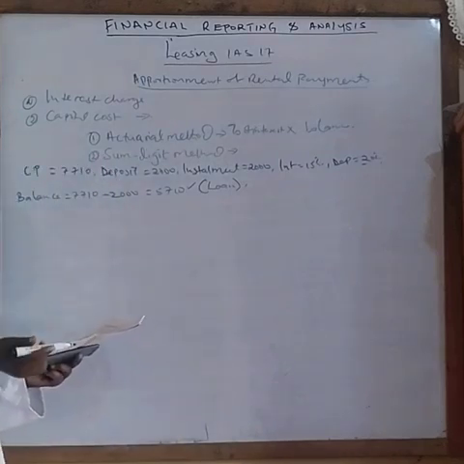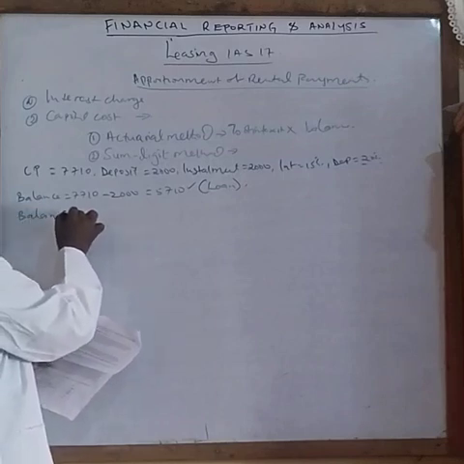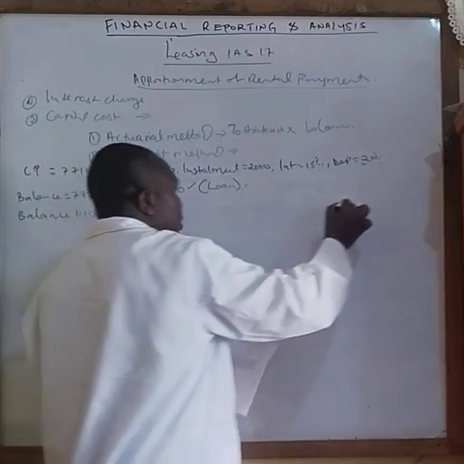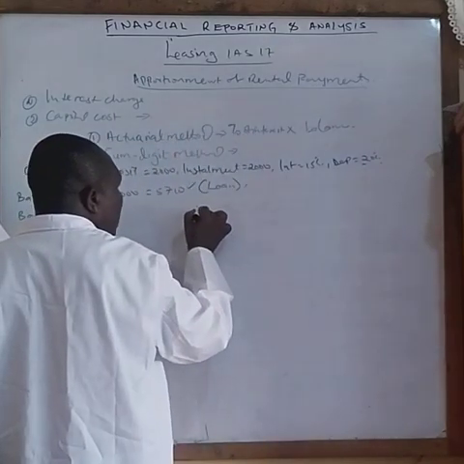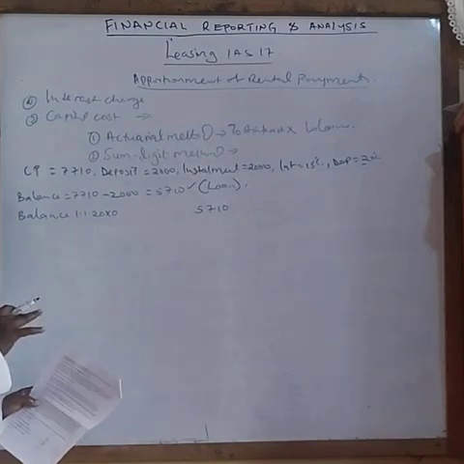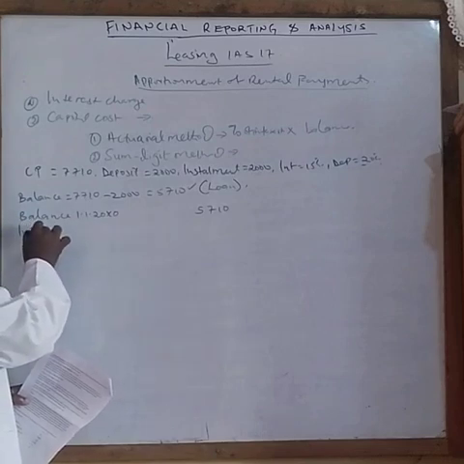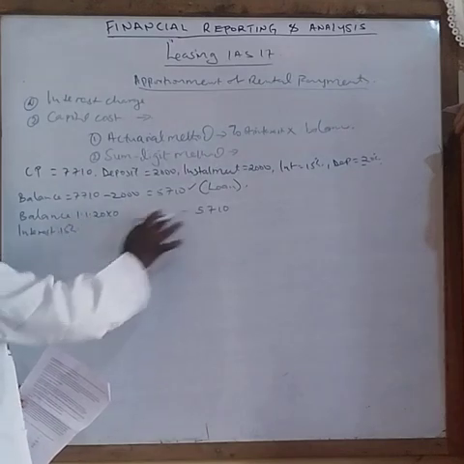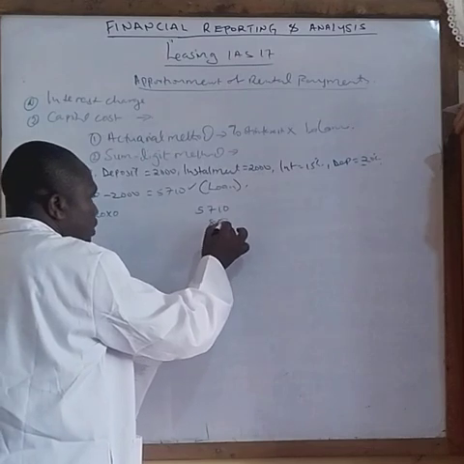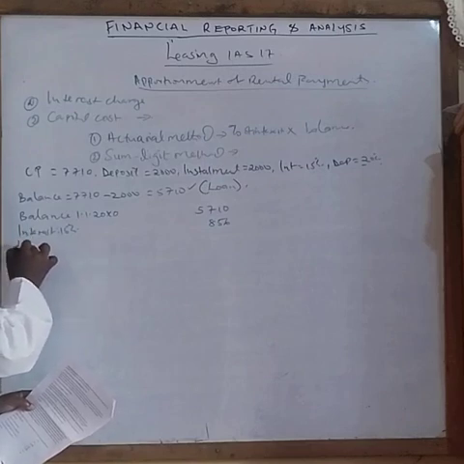Now for this case, it will be very simple. Let me show how I'm doing it. The balance from 1st of January 20X0 is 5,710. That is the balance at the beginning of the year after paying my 2,000. From here, I will have an interest of 15% of this. If you press your calculator, it will give you 856. This is for the whole year. Then we have the installment.